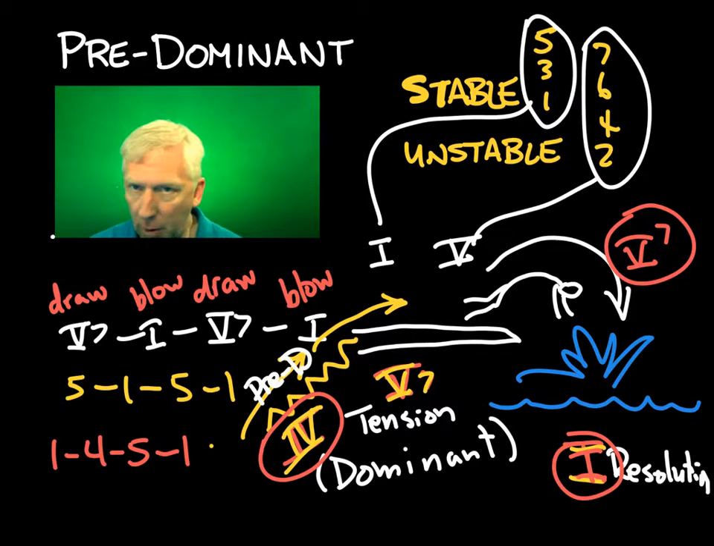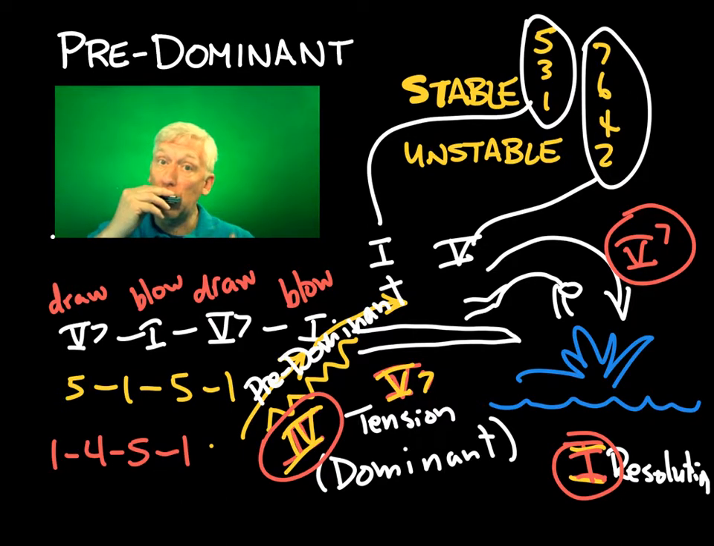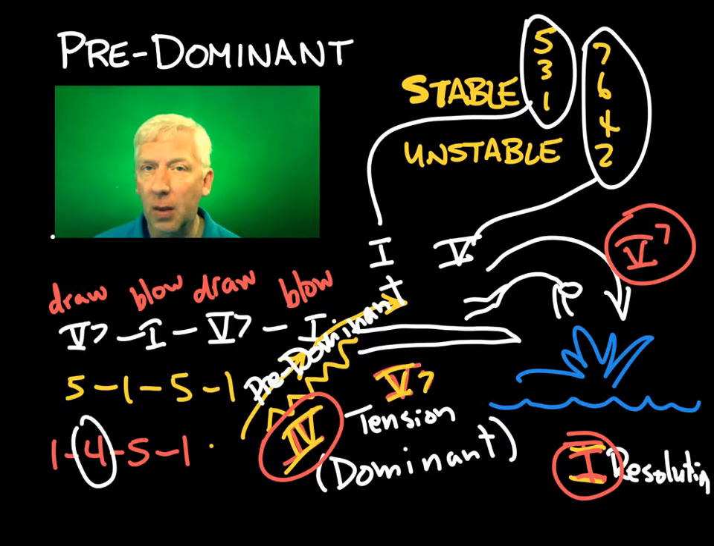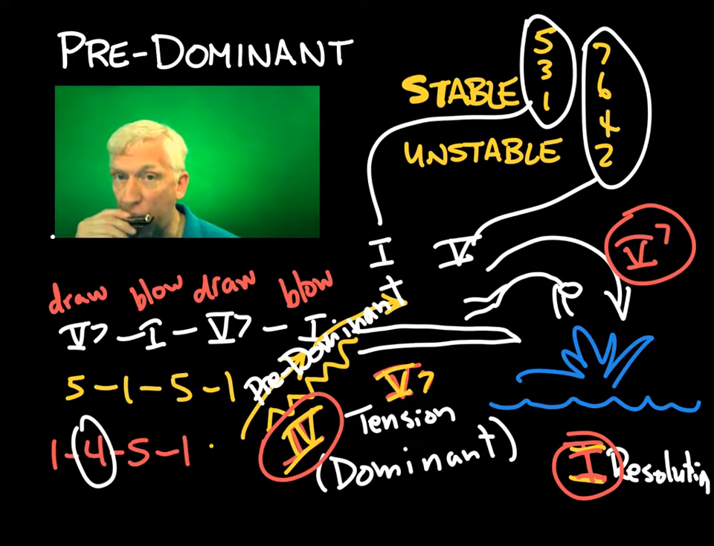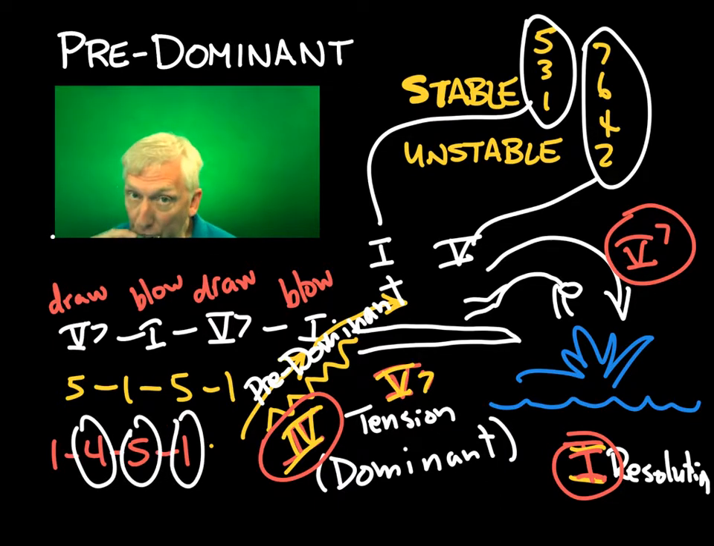Another example is Happy Birthday Song. We start stable. There, we would need that other, it's a 4 chord right there that we're needing. And then we're back home. So it's that 4 chord that helps to set up the final sprint back to 1-5-1.